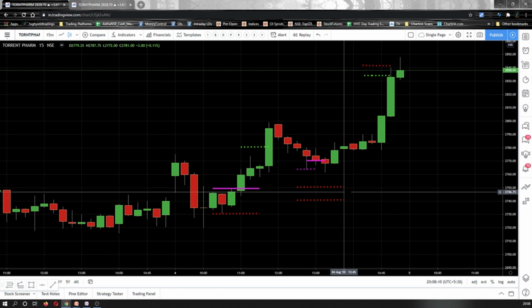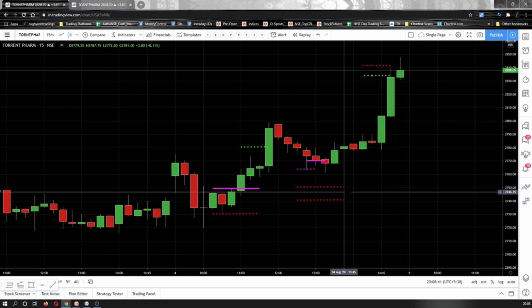Right now my entry was at 2771.45. Let's round it up to 2770 for easier calculations. So let's say my entry was at 2770. 2770 minus 30 comes to 2740. But my technicals were at 2746. The technicals that I use were showing that there is a good support level at 2746 or 47. So that becomes my stop loss.